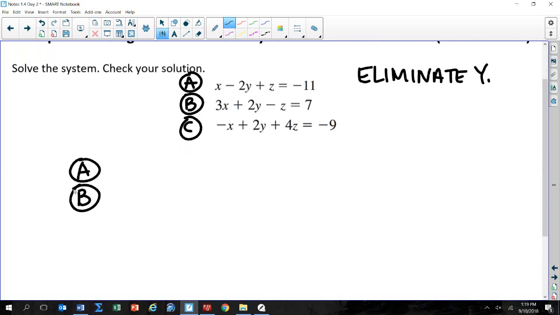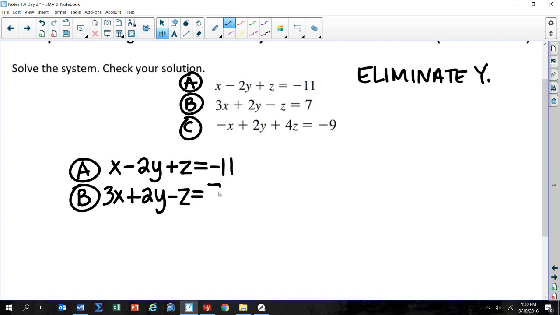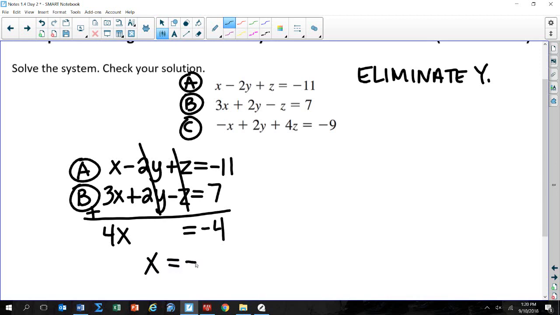I'm going to start with A and B, because as soon as I add them together, the -2y and positive 2y are going to cancel. So I'm going to have x minus 2y plus z equals -11, and 3x plus 2y minus z equals 7. Once I add them together, x plus 3x is 4x. Those go away, and then z minus z, those go away. And that would be 4x equals -4. So here I just instantly take it down to one variable. That's nice, because now I can solve for x. What's x going to be? -1. Good.